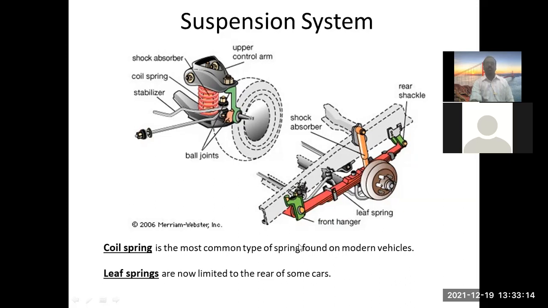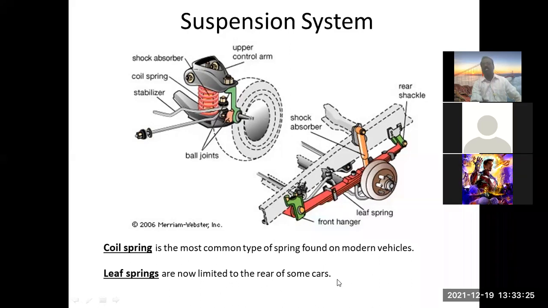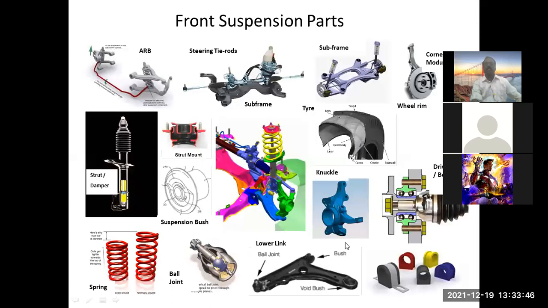Coil spring is the most commonly used spring in modern vehicles. In modern vehicles, we generally prefer to use coil springs. Leaf springs are now limited to the rear side in some of the cars. It is slowly becoming obsolete, even though it is less costly, because compared to the independent suspension, it has so many disadvantages. We'll be discussing the advantages and disadvantages in detail.